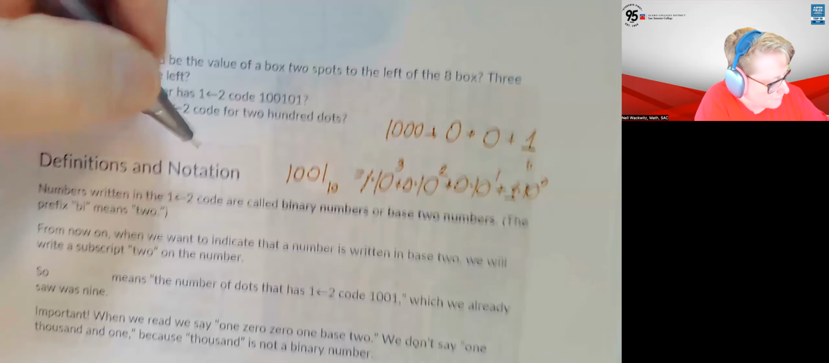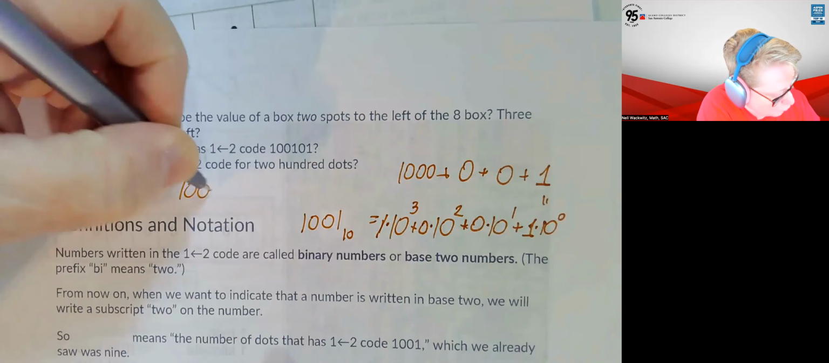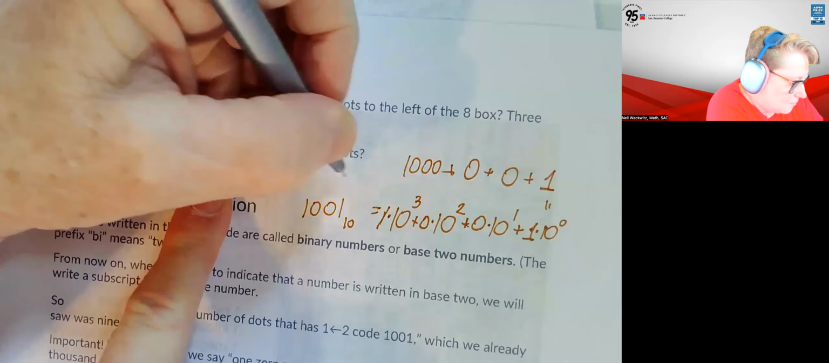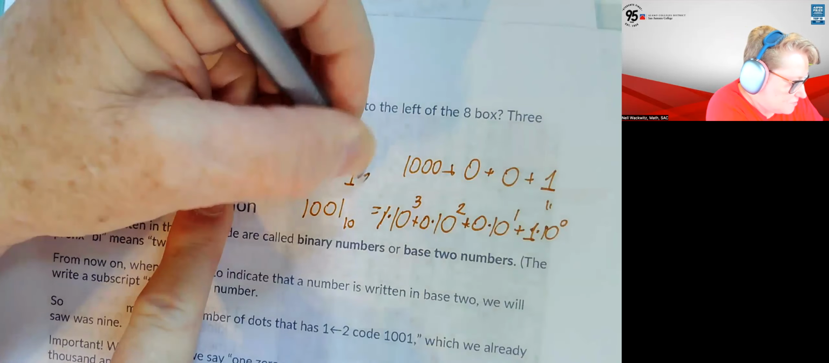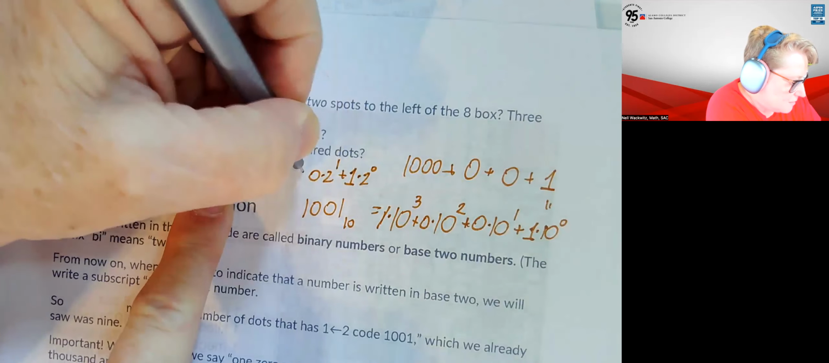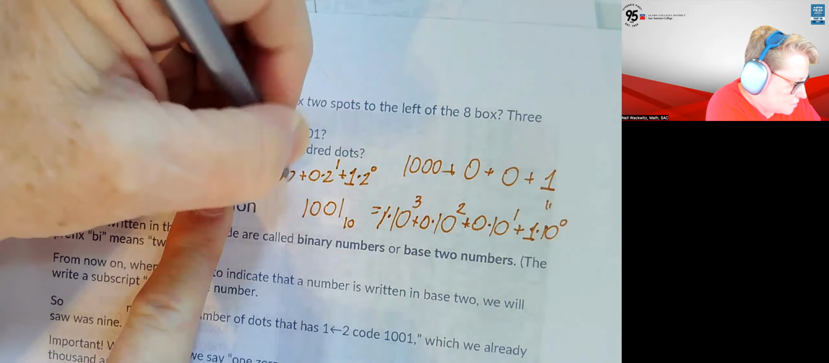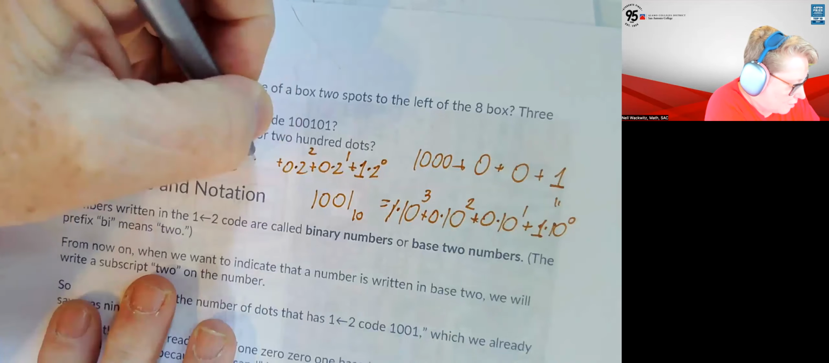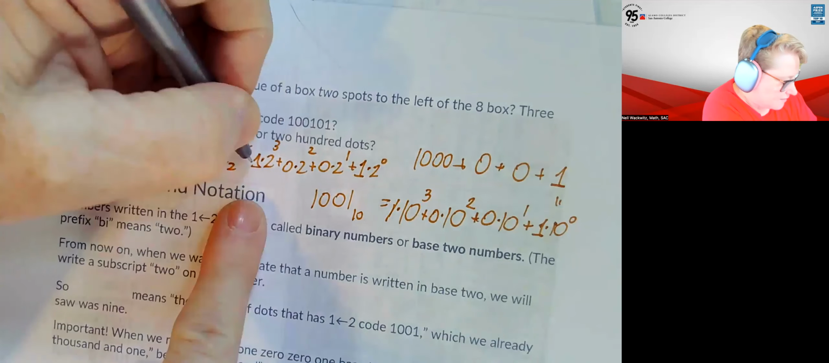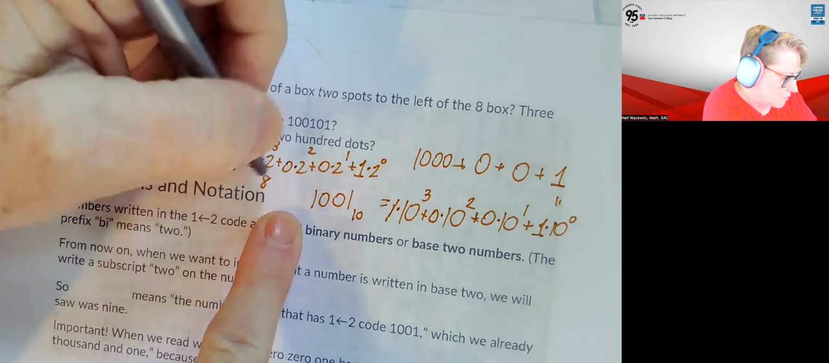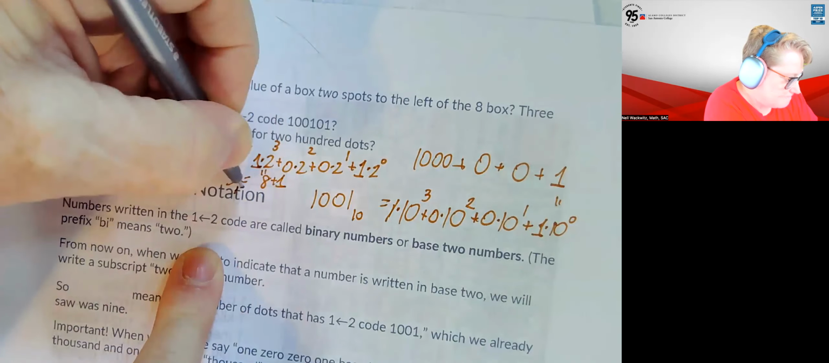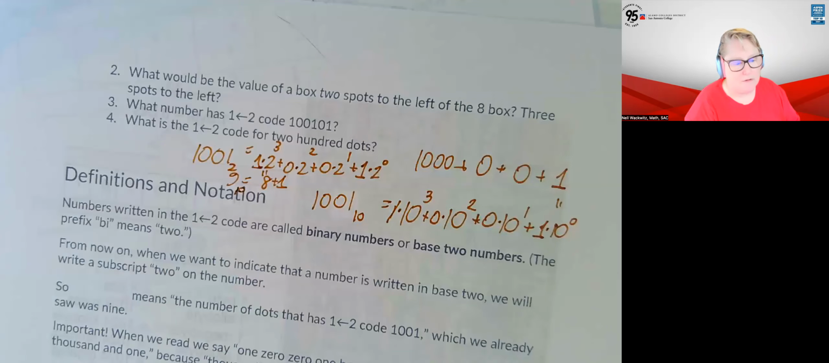What about base 2 though? So the number 1001 base 2 will have 1 2 to the 0, 0 2 to the firsts, 0 2 to the seconds, and 1 2 to the thirds. Well, 2 to the third is 8. So we have 1 8, no 4s, no 2s, 1 1. And that's 9, base 10. Groovy.